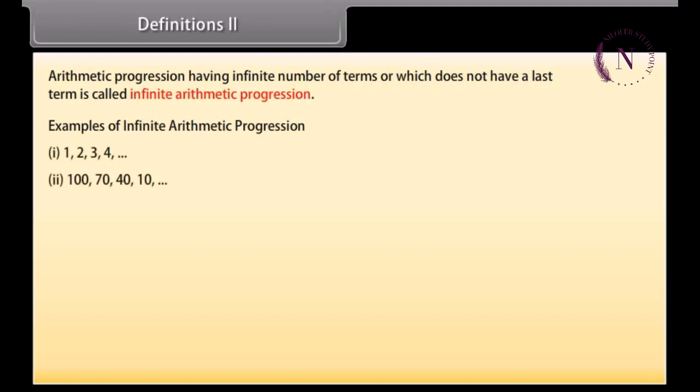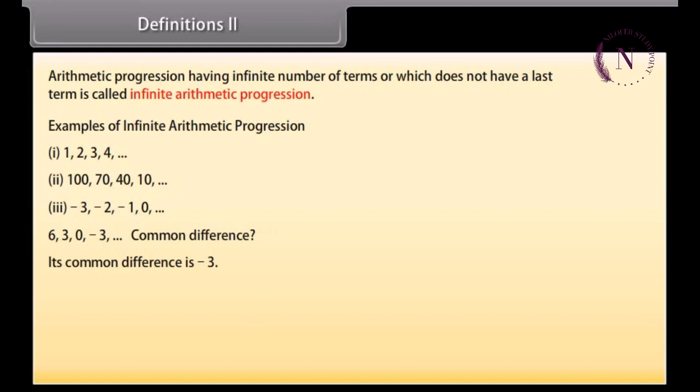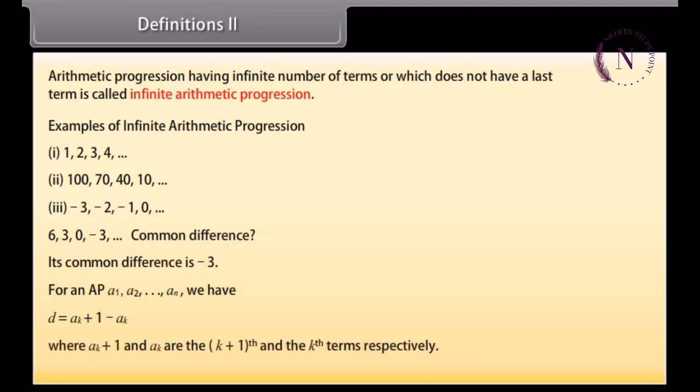Look at this sequence now. Can you tell its common difference? Yes, you're right. Its common difference is minus 3. In general, for an AP a1, a2, and so on till an, we have d as a(k+1) minus a(k), where a(k+1) and a(k) are the (k+1)th and the kth terms respectively.